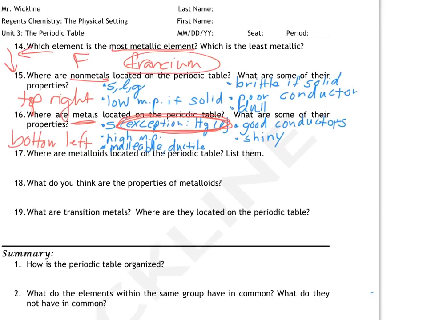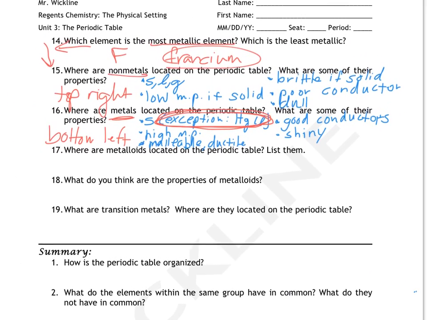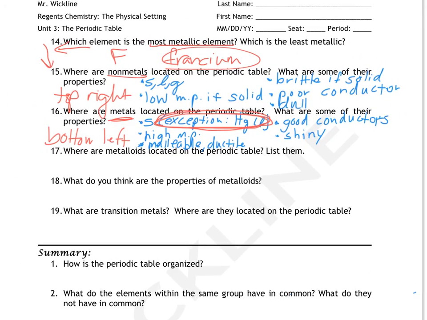All right, also metals are good conductors of heat and electricity, and they are shiny. And one more word that we can use instead of shiny that you'll probably see on the Regents is lustrous. So lustrous means shiny, it means it has a lot of shine to it.